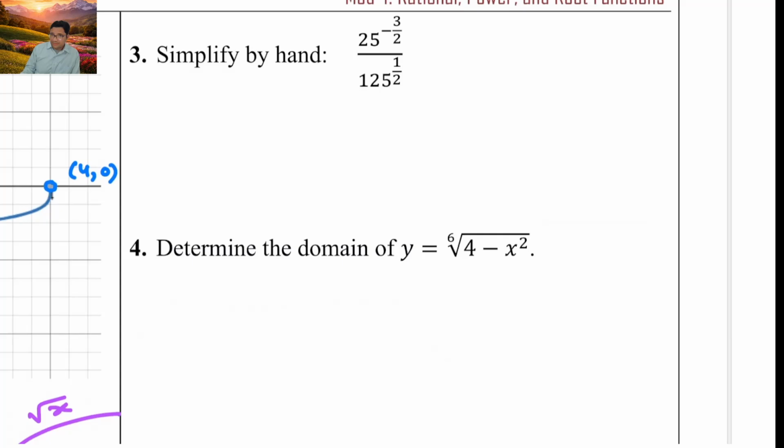What are we doing? There are exponents, fractional exponents, and the bases are 25, 125. What comes to our mind? Can I make them into the same base?